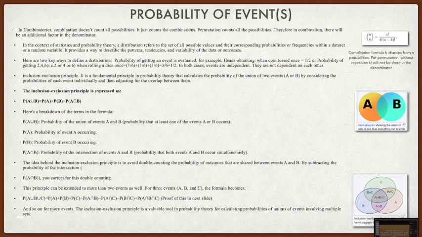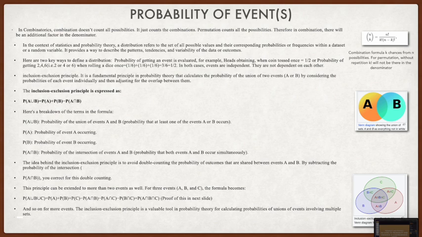Probability of getting an event is evaluated. For example, obtaining heads when a coin is tossed once is equal to 1 by 2. When rolling a dice once, what is the probability of getting 2 or 4 or 6? That is equal to 1 by 6 plus 1 by 6 plus 1 by 6, that is equal to 3 by 6, that is equal to 1 by 2. In both cases, events are independent, they are not dependent on each other.